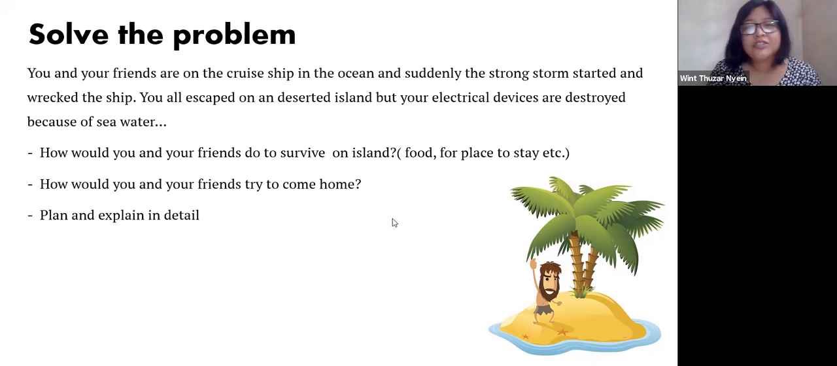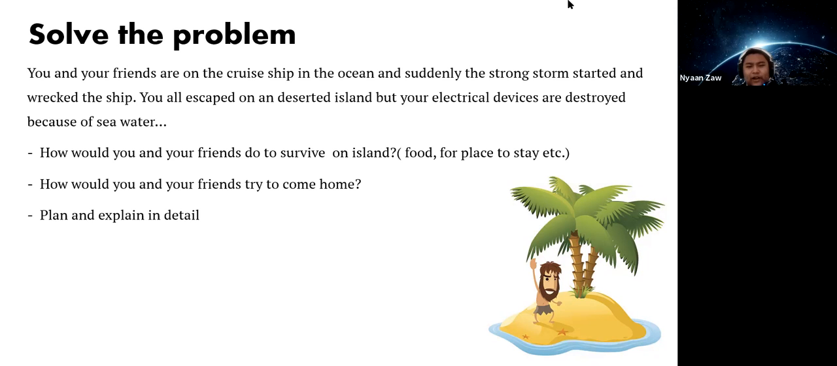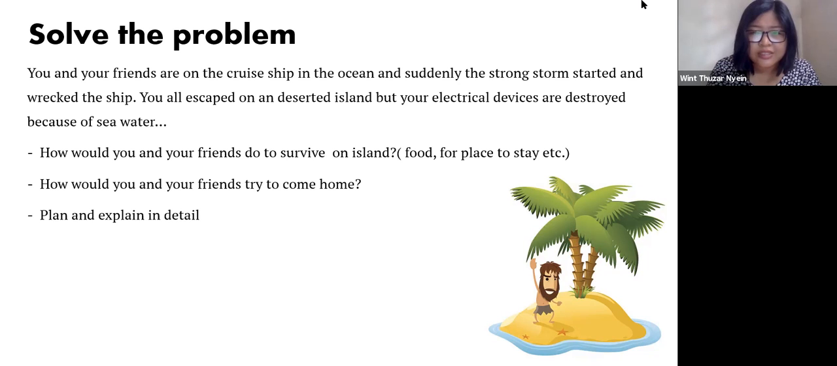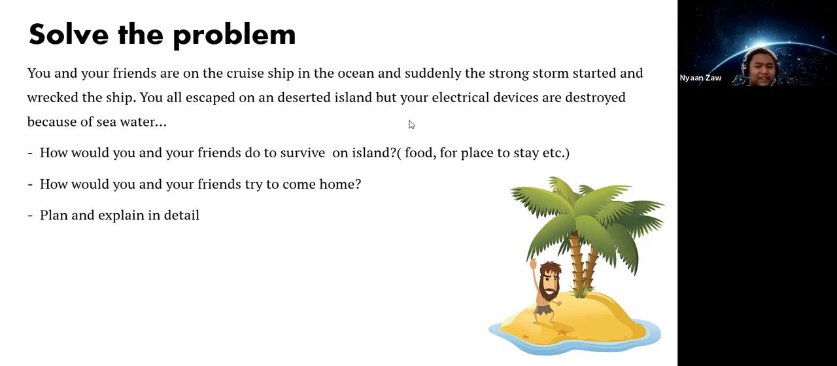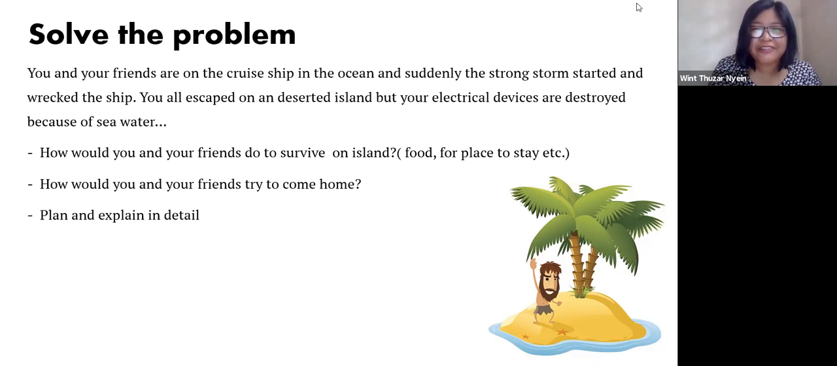Okay, then we will just do ourselves. So you just plan yourself. How would you survive yourself on that island? And how would you escape to get back home? So how about I just live my whole life there? Like Tarzan said, live my whole life there on the island. That is your choice. You will live forever on the island, or you will try to escape. And if you would like to try to escape, you have to express the plan.